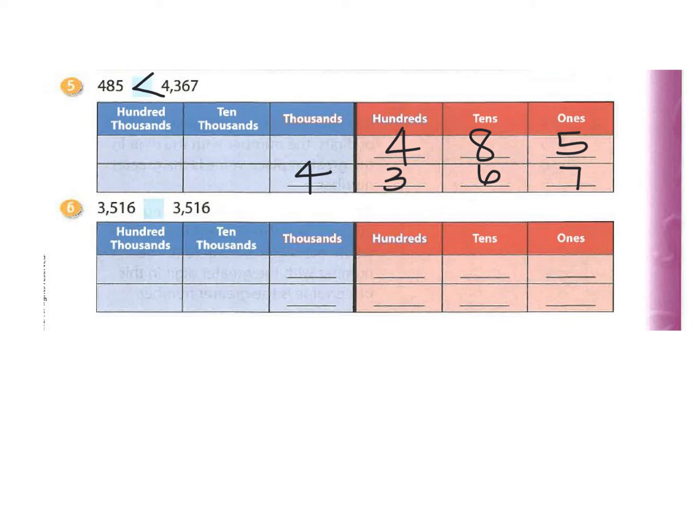Let's write in the next one. 3,516. And the other number is 3,516. Well, we can see same thousands, same hundreds, same tens, same ones. So those two numbers are equivalent. They're equal. So we would write an equal sign.